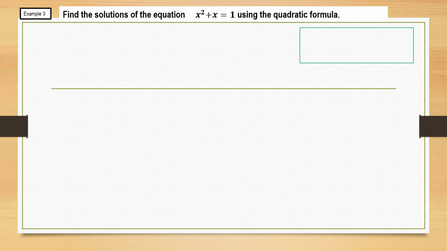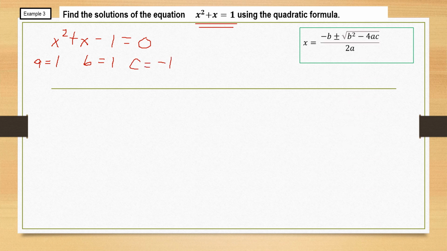Find the solutions of the equation x squared plus x is equal to 1 using the quadratic formula. So for step 1, we need first to express the given quadratic equation in standard form. So it becomes x squared plus x minus 1 is equal to 0. Next step is identify the values of a, b, and c. A is equal to 1, b is also 1, and c is equal to negative 1.